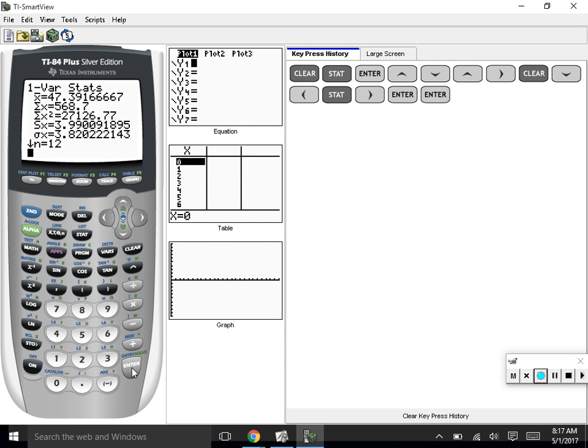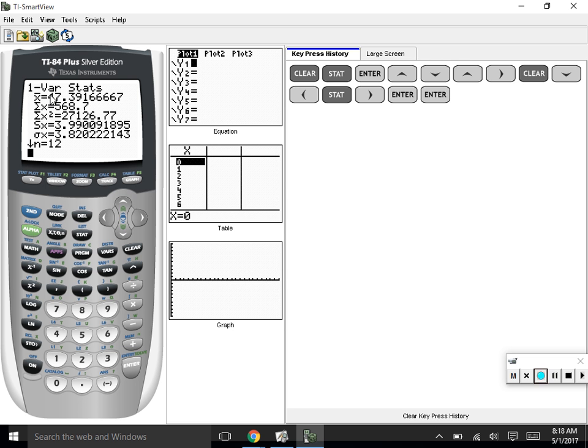Hit enter. So X bar is another way of stating, and if you ever see X bar, that means the average, which is the mean. Sorry. Mean is average. X bar is average. So look, it found the average for us. X bar is average. Everybody good?